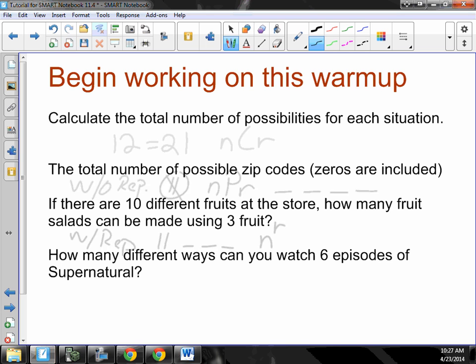So first problem, the total number of possible zip codes, if you're allowed to include zeros. Would that be a combination or a permutation? Would be a combination. Nobody's disagreeing with me. It's not a combination. It's a permutation. Is the zip code 123 different than the zip code 321? Yes, so order matters. So this is a permutation with or without replacement.